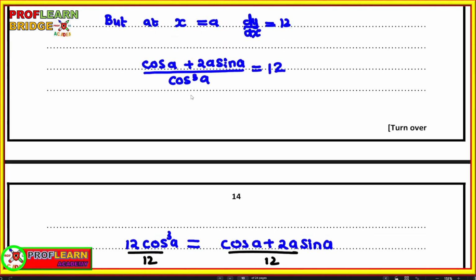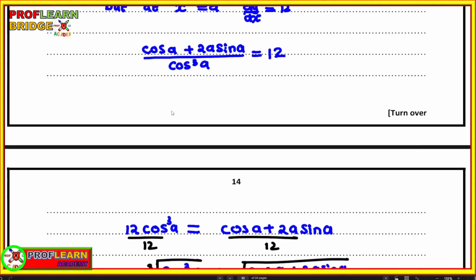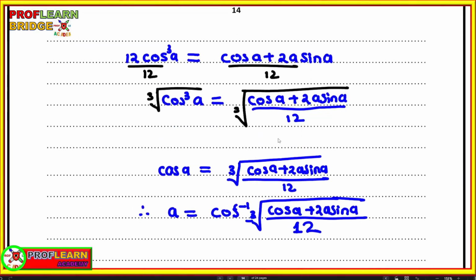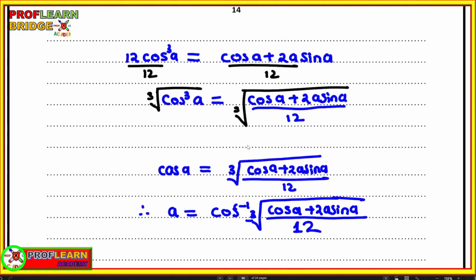I decided to multiply both sides by cos cubed a. We are going to have 12 cos cubed a equals cos a plus 2a sine a. Then divide by 12 both sides, and then we find the cube root, because there's this cube here. Finding the cube root both sides, we shall remain with cos a equals the cube root of (cos a plus 2a sine a) over 12. And to get a, we find the cos inverse both sides, and it's going to be whatever we were told to show.